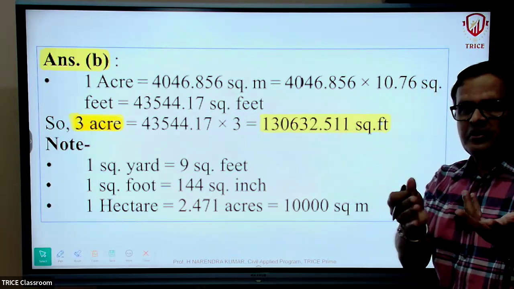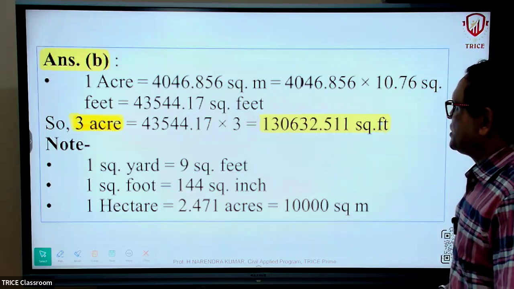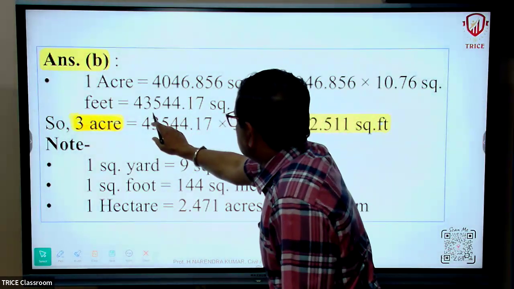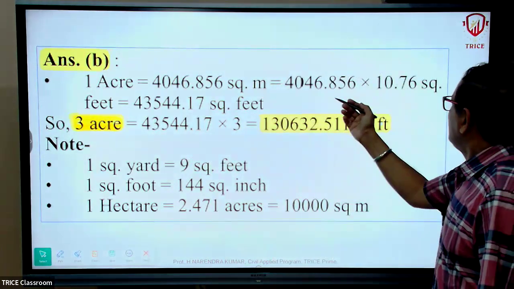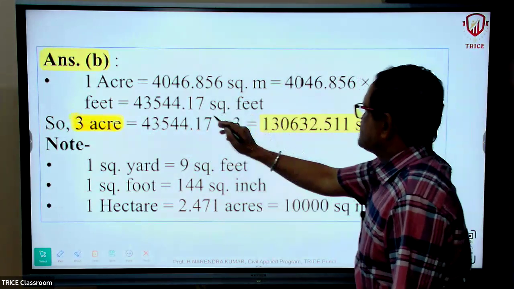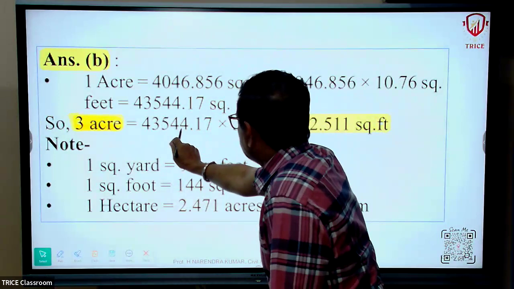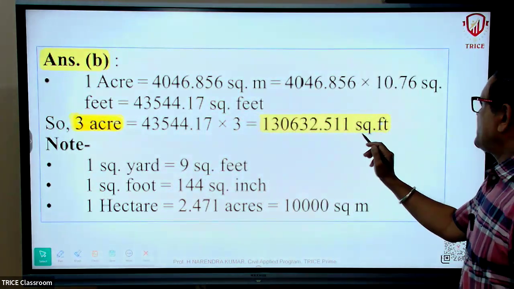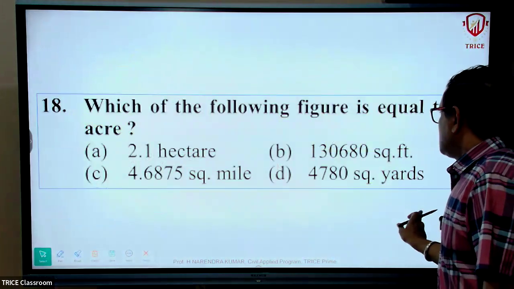Nobody is going to give you any information in the examination. This is what I said, units of measurement. So if you multiply these two, you will get 43,544.17 square feet. You can even leave this 0.17 here, no problem. So 1 acre is equal to so many square feet. So 3 acre means 43,544 multiplied by 3, you will get 130,632.511 square feet. So I got the answer for this.